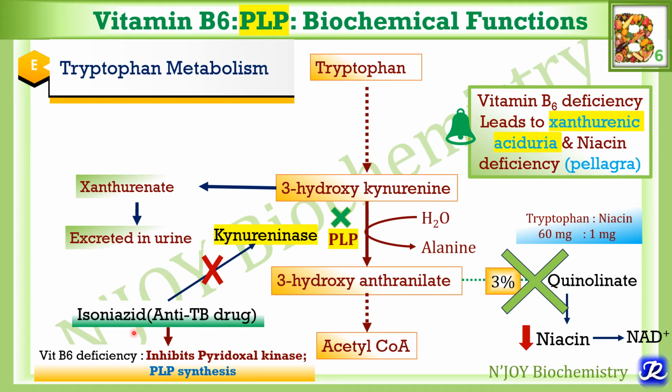This can manifest as vitamin B6 deficiency, because this drug can inhibit the enzyme kynureninase, and it also inhibits pyridoxal kinase. That's why pyridoxal kinase is inhibited, leading to decreased PLP synthesis. That's why patients who are on isoniazid will have a deficiency of vitamin B6, and those patients are always supplemented with the drug pyridoxine along with isoniazid.